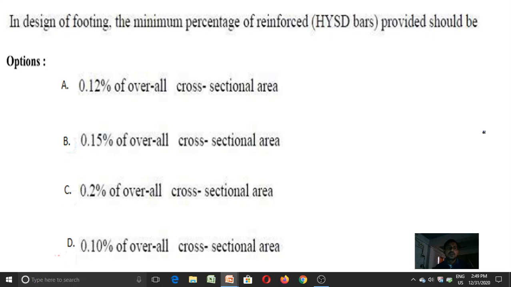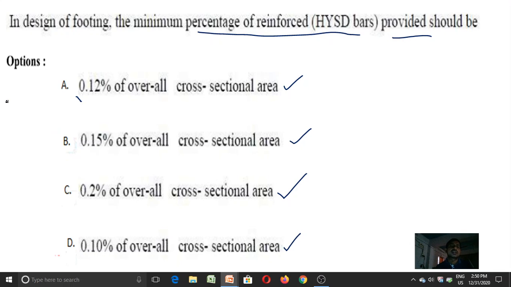So let us discuss one more question. It is a simple question, again a codal provision. In design of footing, the minimum percentage of reinforcement HYSD bars provided should be. It is a direct question from codal provision. As we are using HYSD bars, we will definitely provide an area of steel. The minimum percentage of steel is: the first option is 0.12% of overall cross sectional area, the second option is 0.15% of overall cross sectional area, the third option is 0.2% of overall cross sectional area, and option D is 1% of overall cross sectional area.